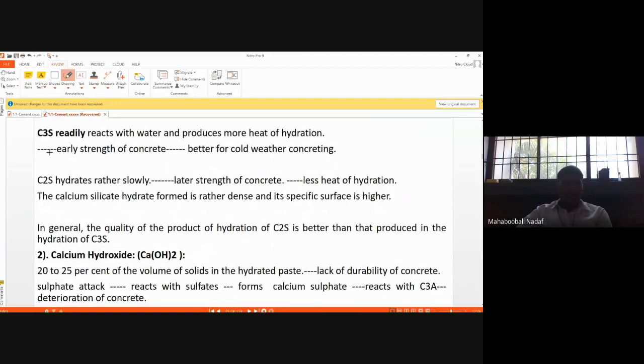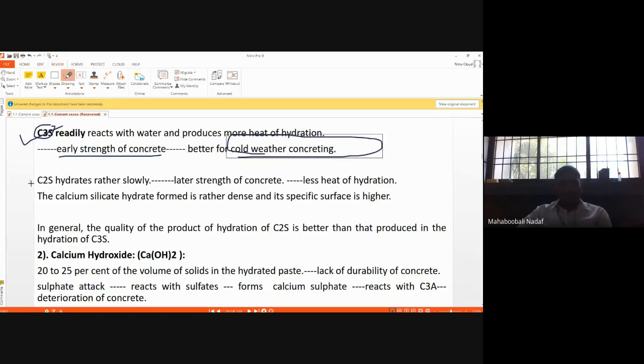See here, whatever we have studied, C3S is more heat liberating. The C3S compound, which is present in Bogue's compounds, is more heat liberating. That means it gives early strength, so it is good for cold weather concreting. C3S reacts fast so that early strength is obtained. If your cement has more C3S in clinker formation, then it is good for cold concreting.